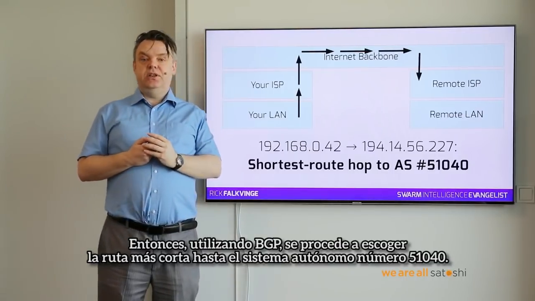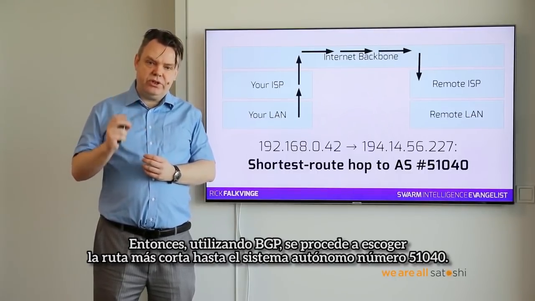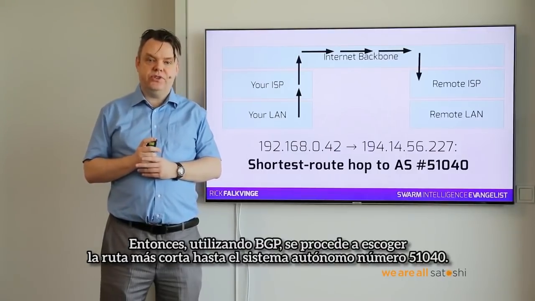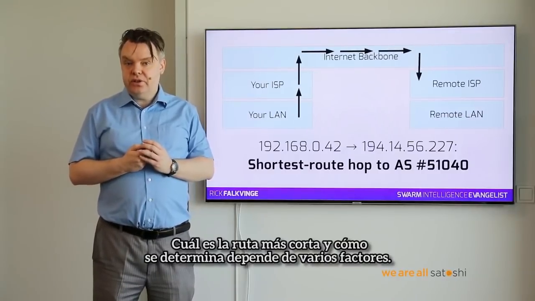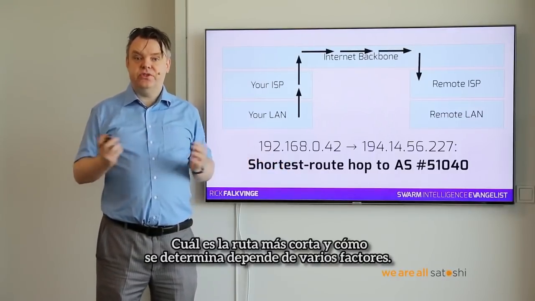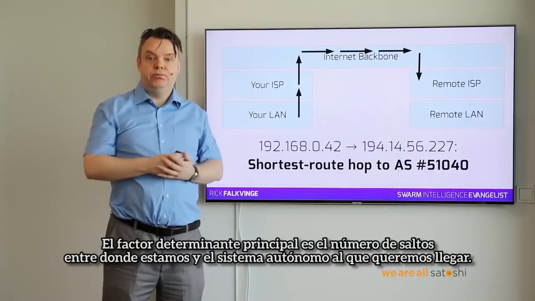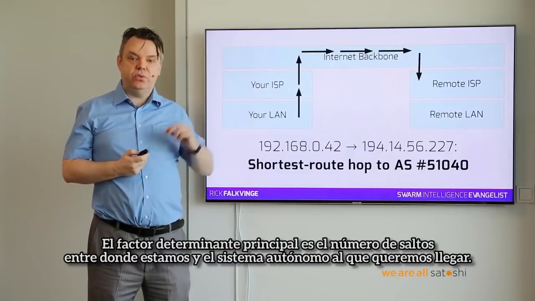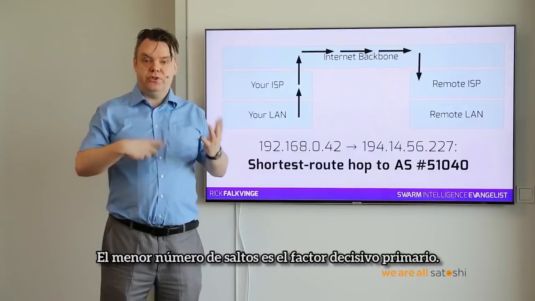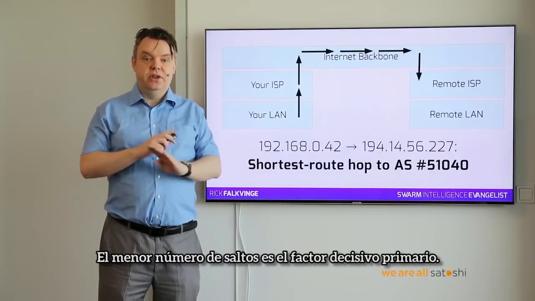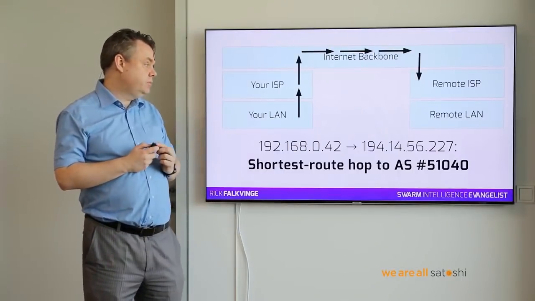And then using BGP, it chooses the shortest route through to autonomous system number 51040. What the shortest route is and how that is determined depends on a number of factors. The easiest decision factor is the number of hops between where we are and the AS we want to get to. The shortest number of hops is the primary decision factor. There are many, many other decision factors, but just to give you an idea of what's involved in this decision.